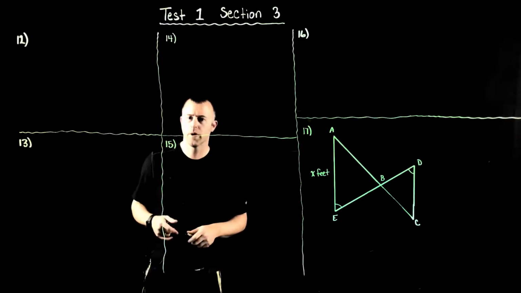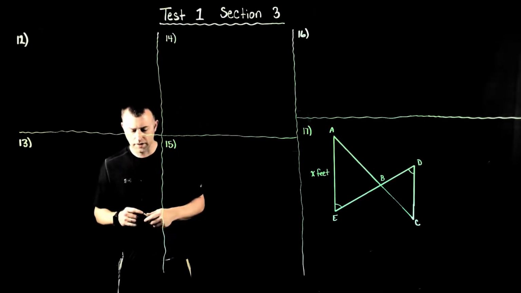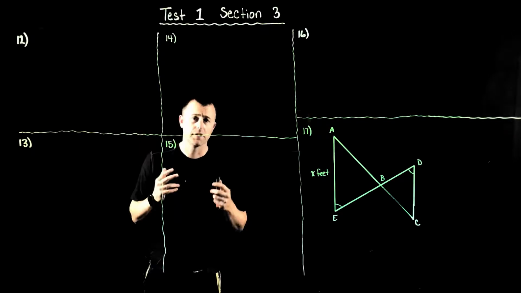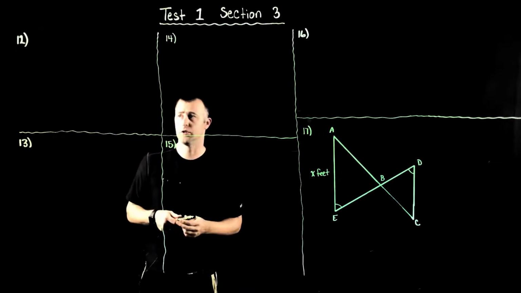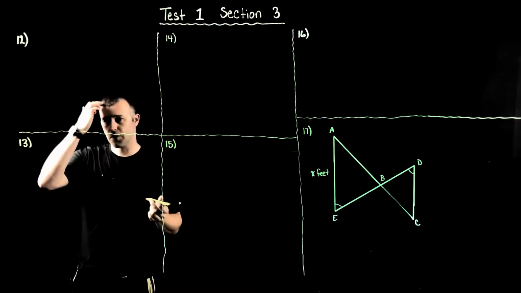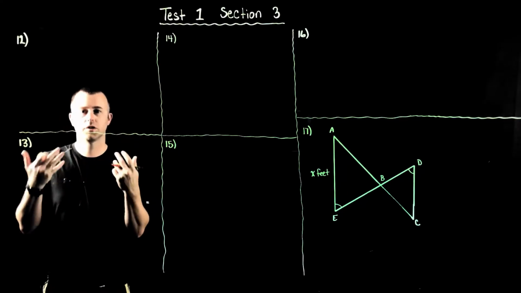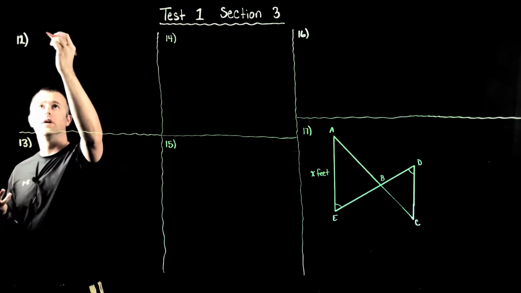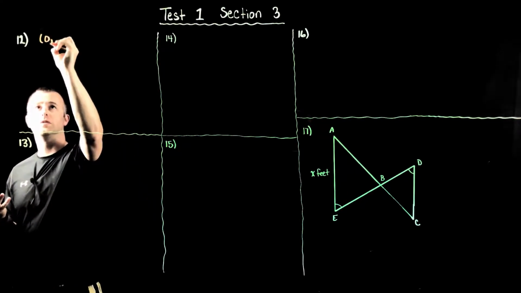All right, guys, number 12, it says we have a line that is in the XY plane, and they say it passes through the origin. So when you see that phrase being stated, what you want to do is understand that they're just giving you a point. They're giving you the point 0, 0.